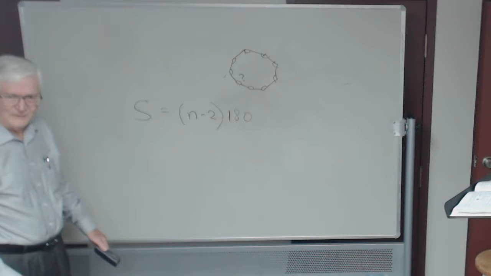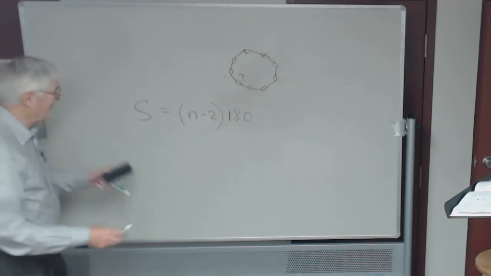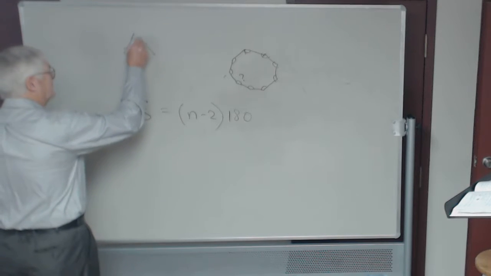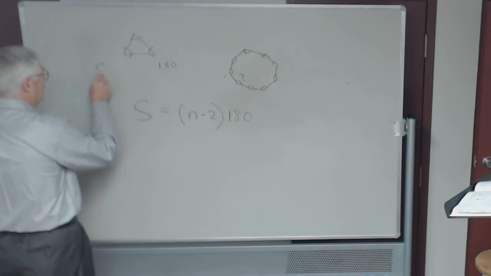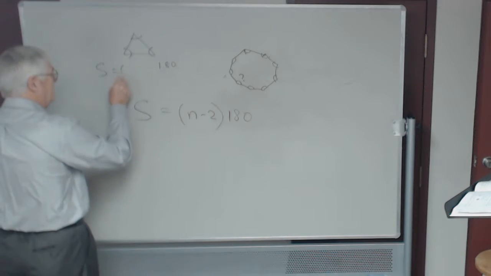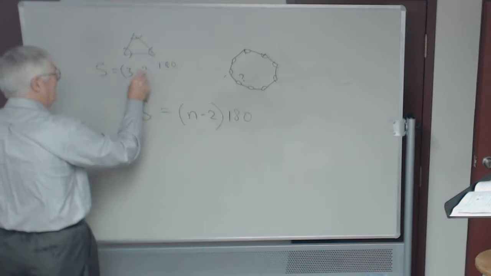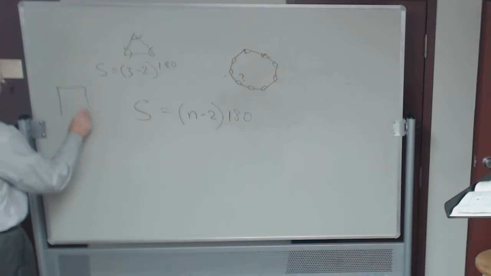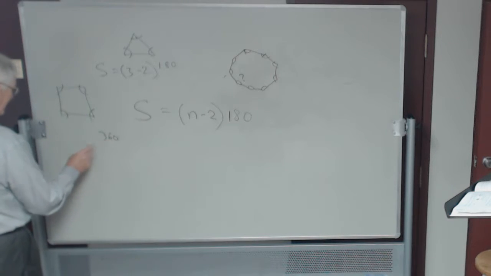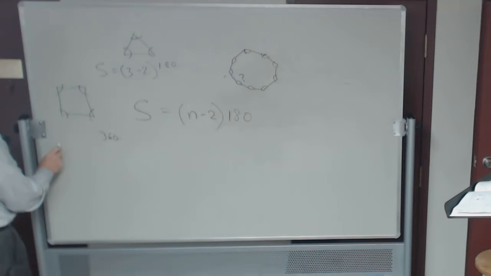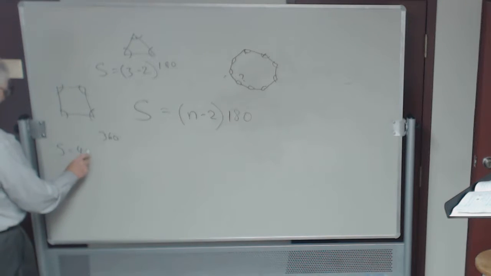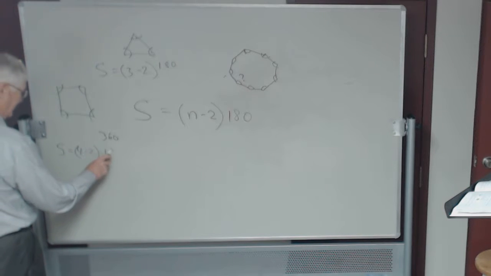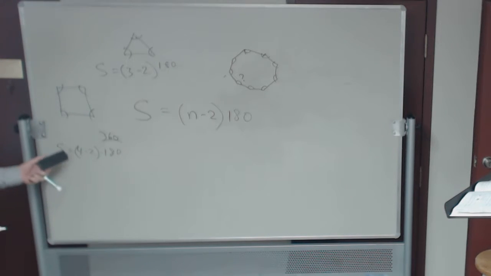Where does that come from? Well, think of a triangle. What do the 3 angles add up to? 180. So the sum of the angles is N, which is 3, minus 2 times 180. Think of a square: 1, 2, 3, 4. And what would that be? 90, 90, 90, 90, 360. So the sum of the angles is 4 minus 2 times 180. Is that cool?